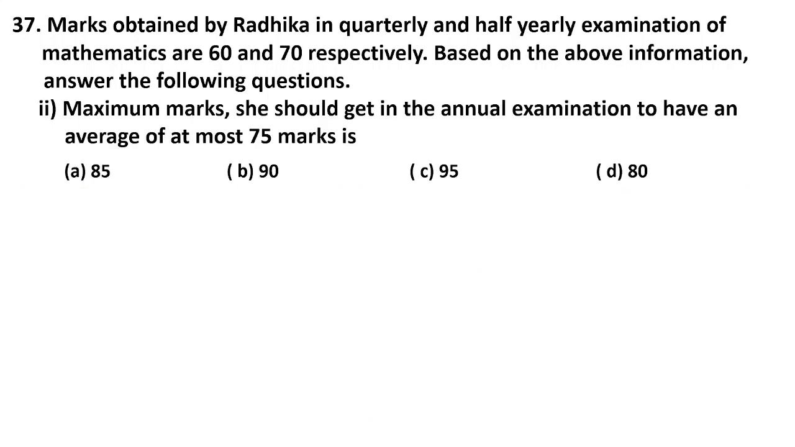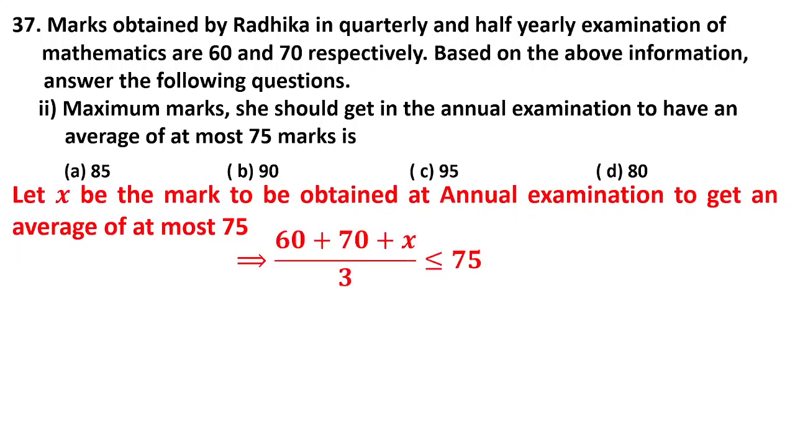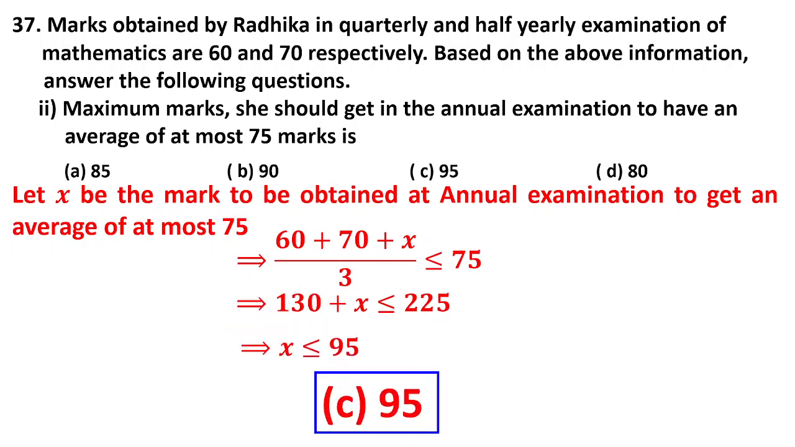Subdivision 2, at most 75. At most 75 means the average should be less than or equal to 75. Once again we are using it. x is less than or equal to 95. Therefore, she should get at most 95 to get an average of 75 at most. Therefore, the answer is C. x is less than or equal to 95.